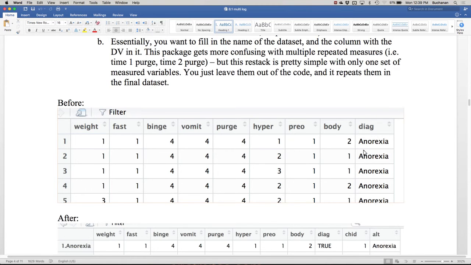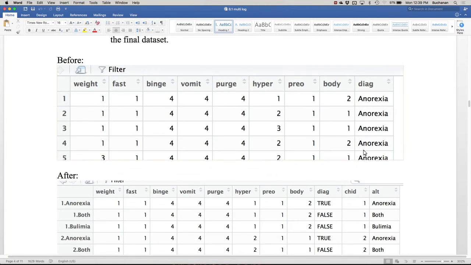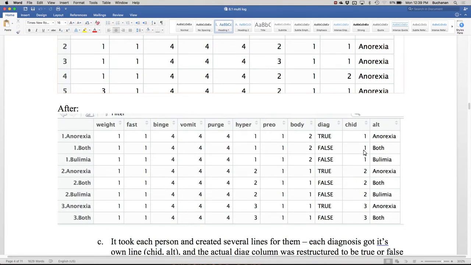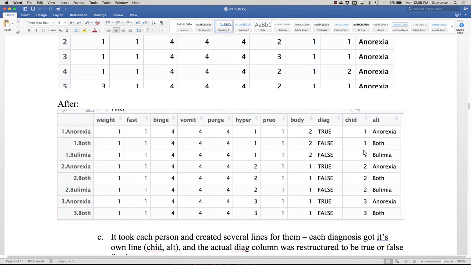So this package has a special wide to long conversion where it'll stack it like the after in the notes. So all this is the same. We're leaving that alone because that one needs to stay. This diagnosis column changed to a true false. So for the first person, they were anorexic, so it stayed true, true, true.